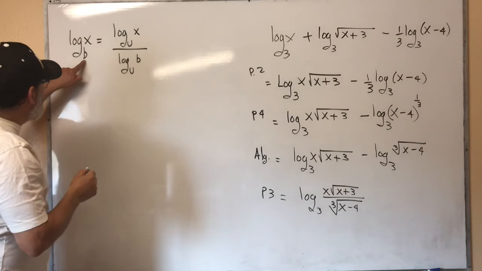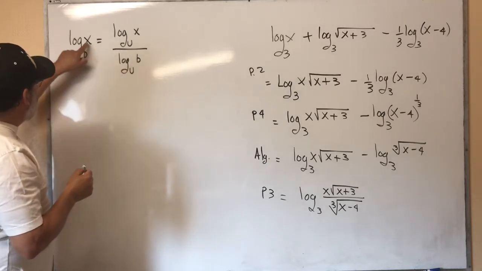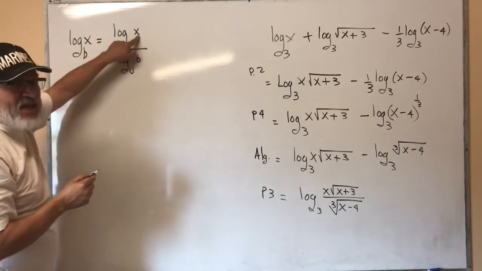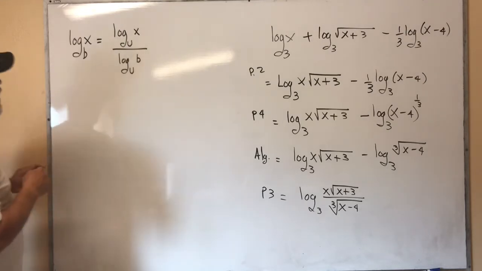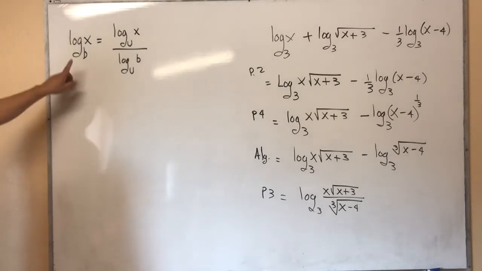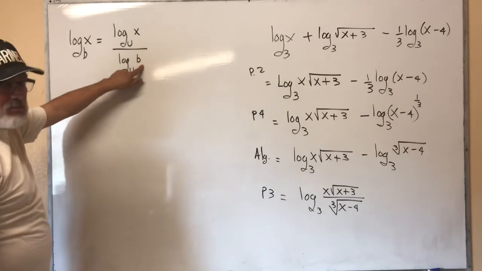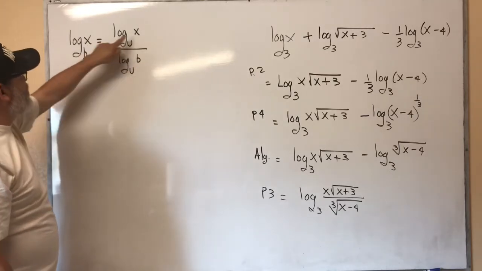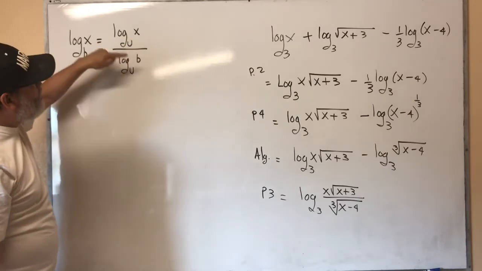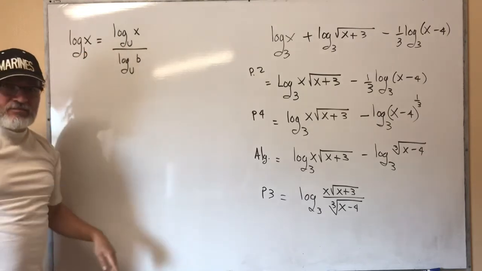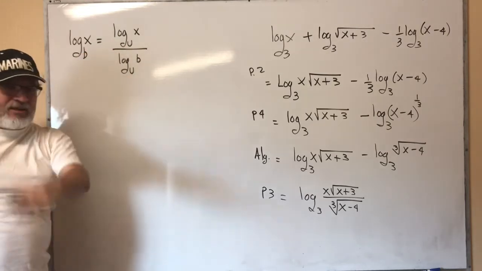Note, this b becomes the argument. This argument stays the argument up on top. Okay. This b becomes the argument. This stays the argument up on top. And you pick the new base. This is you. This is what you pick.